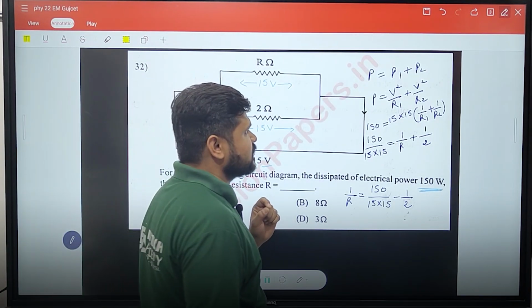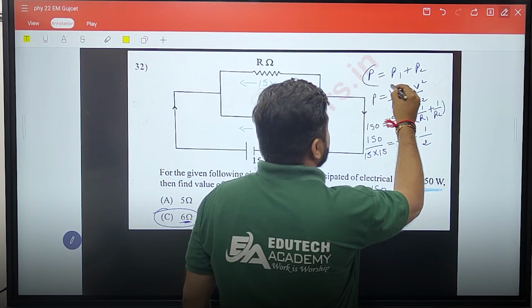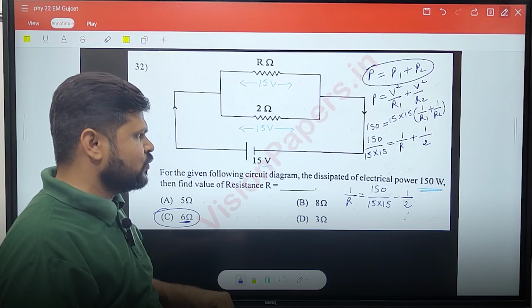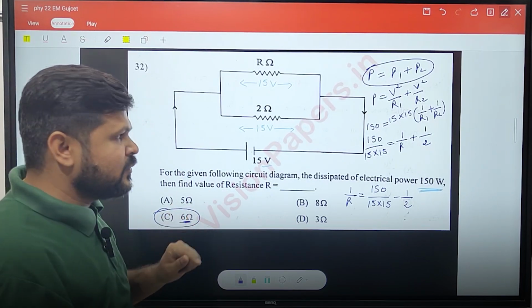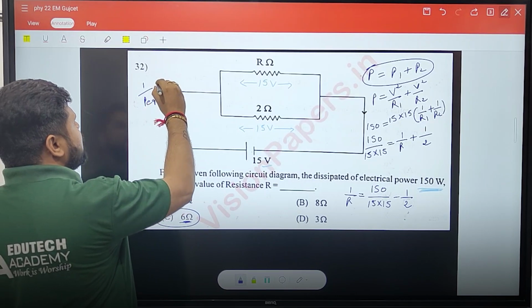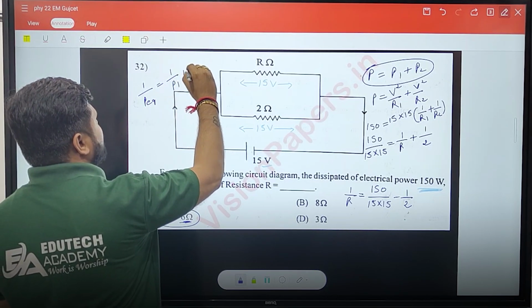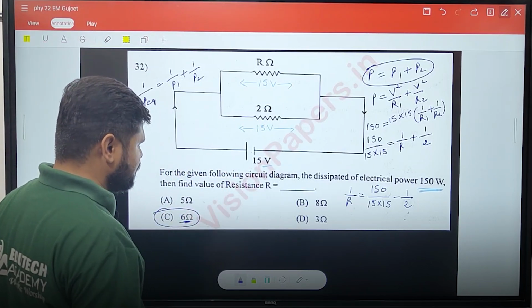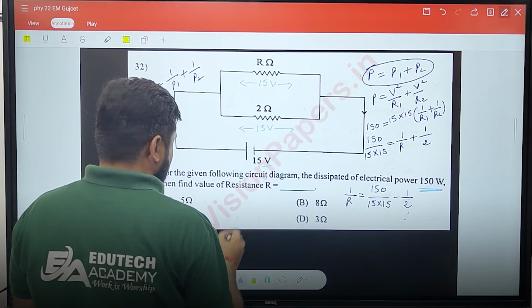But here just concentrate that the equivalent power in parallel connection is P equals P1 plus P2. Same as when you are given two resistances in series connection, then equivalent power will be 1 upon P is 1 upon P1 plus 1 upon P2. That means it is vice versa of the equation of the resistance. Next MCQ.